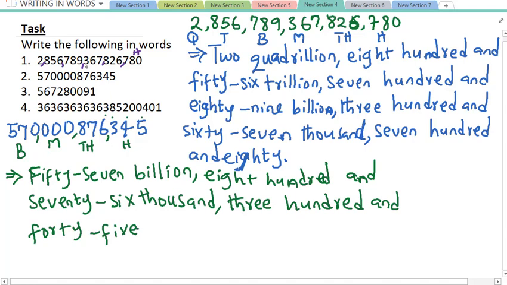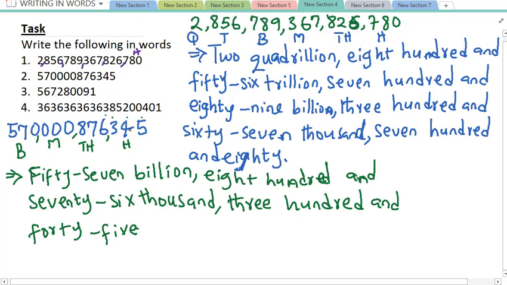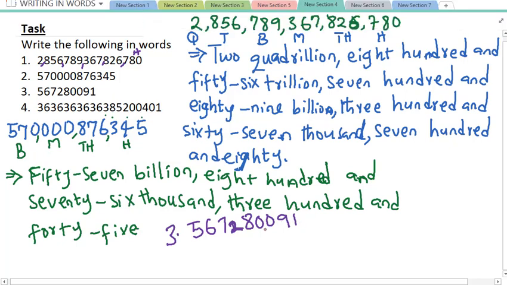Okay, so for this other number here, let me write it out here, that is number 3. For this number 3, let me write the numbers here: 5672, 80091. So I can count 1 2 3, I cut, 1 2 3, I cut, and then 1 2 3. So let's go ahead.